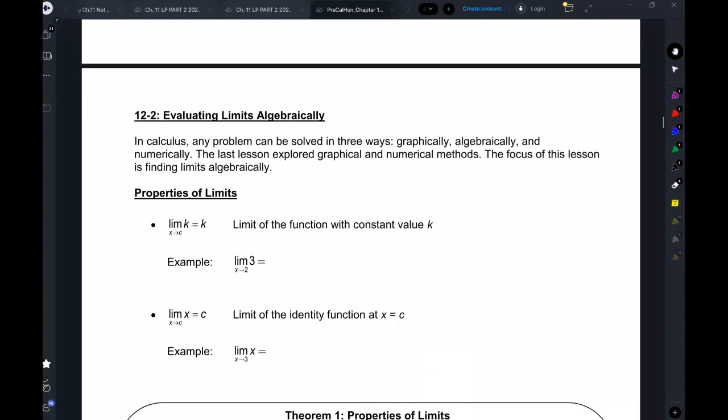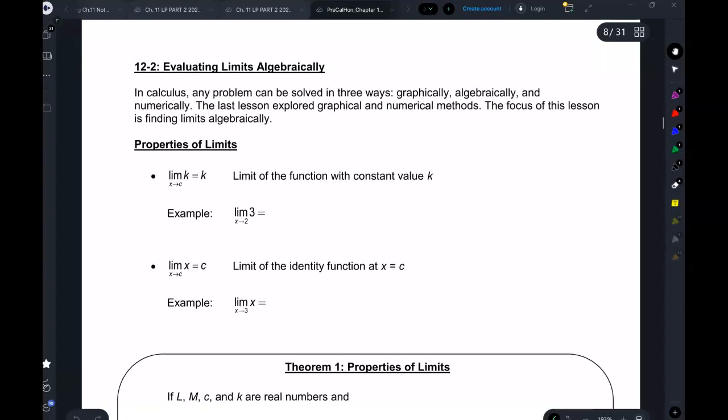So for the first time now, we're going to evaluate limits algebraically. Last time I mentioned in math, specifically in calculus, there are always three ways to find the solution to something. And those three ways are graphically, numerically, which we did yesterday.